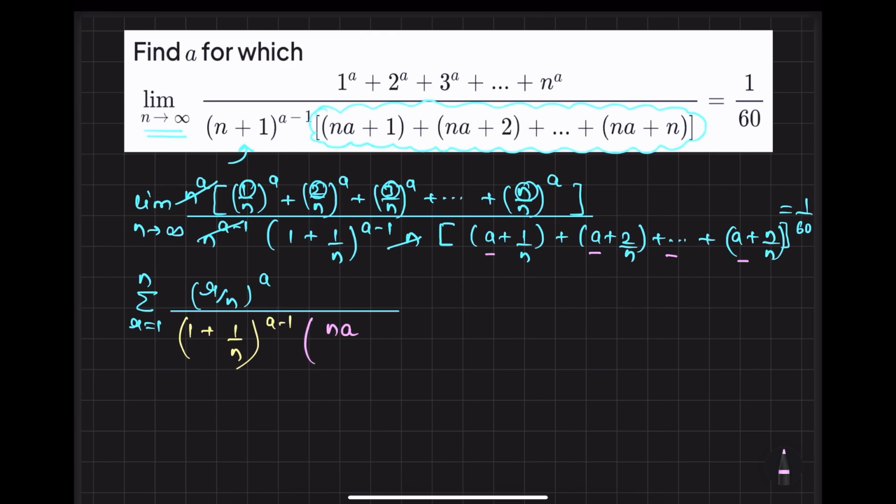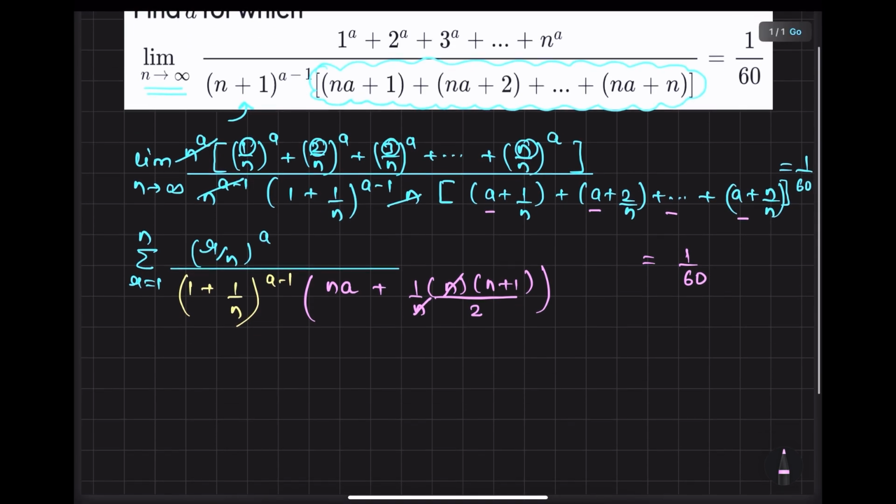So can we add all of them? So you got n times a plus 1 by n plus 2 by n plus 3 by n plus dot dot dot plus n by n. So can I take 1 by n common, and then we will be left with 1 plus 2 plus 3 plus 4 plus dot dot dot plus n. So it is n into n plus 1 by 2. Correct? So this n got neutralized, and this is equal to 1 by 60.